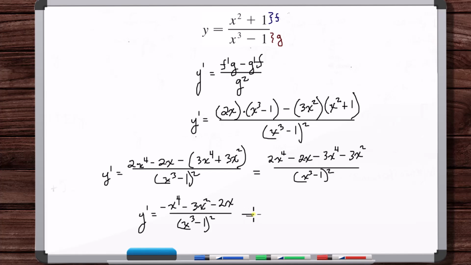Okay, so now let's factor out a minus x in the numerator. We're left with x cubed plus 3x plus 2 over x cubed minus 1 squared. And there we go.